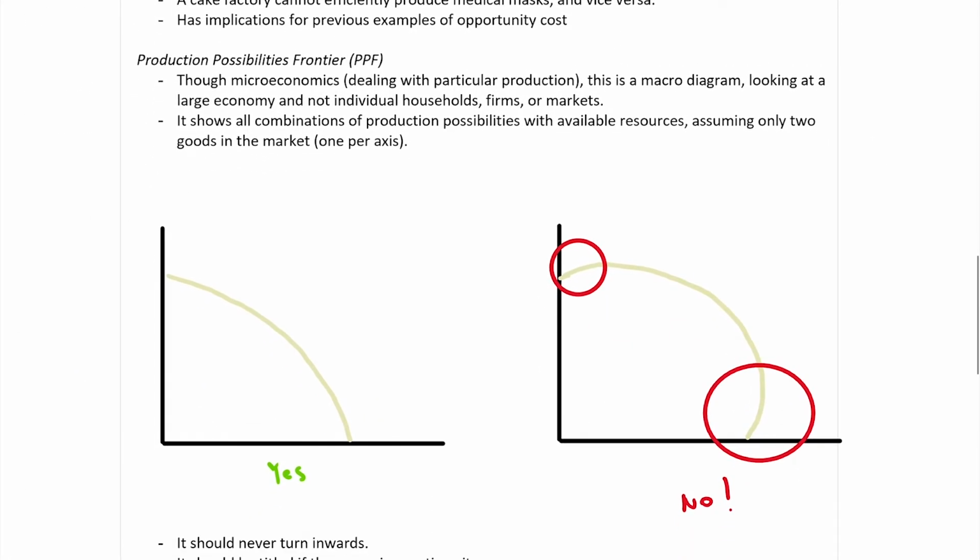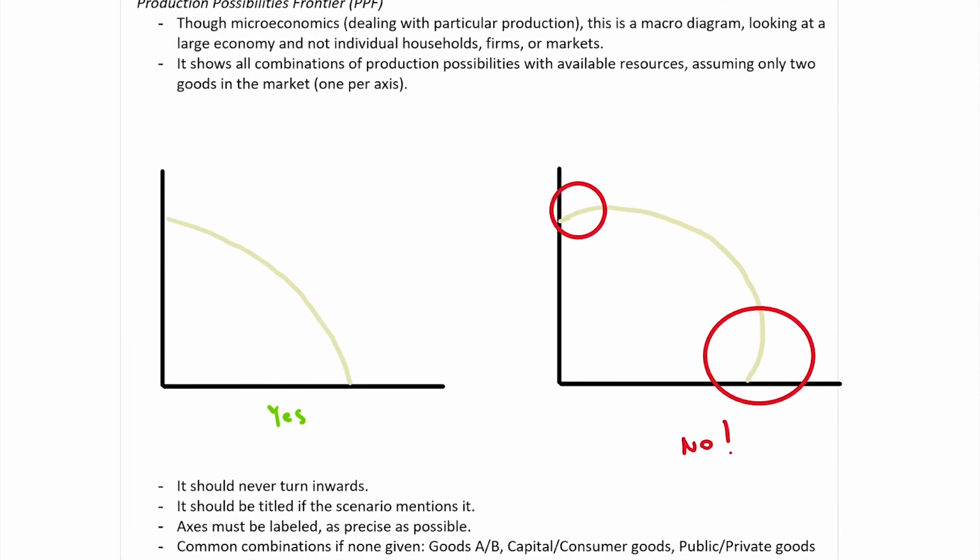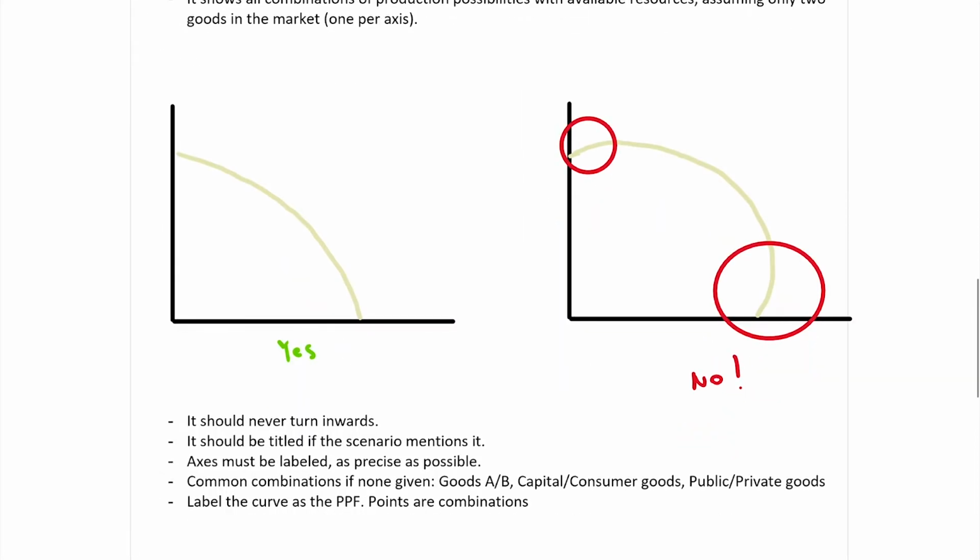So this leads us to the production possibilities frontier. Although this is microeconomics as it's dealing with production, this is a macro diagram. So it looks at the entire economy and not just individual households, firms, or markets. It shows the combinations of production possibilities with available resources, assuming that there's only two goods in the market, one per axis. You could theoretically have a 3D graph and that would have three goods. Just make sure that you consider it in terms of the axes.